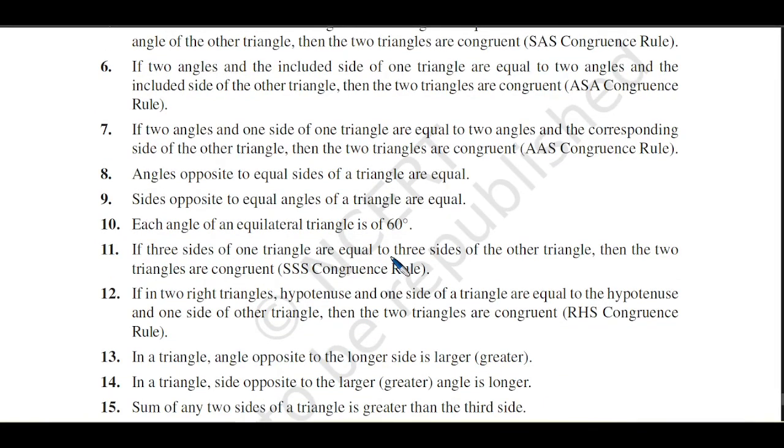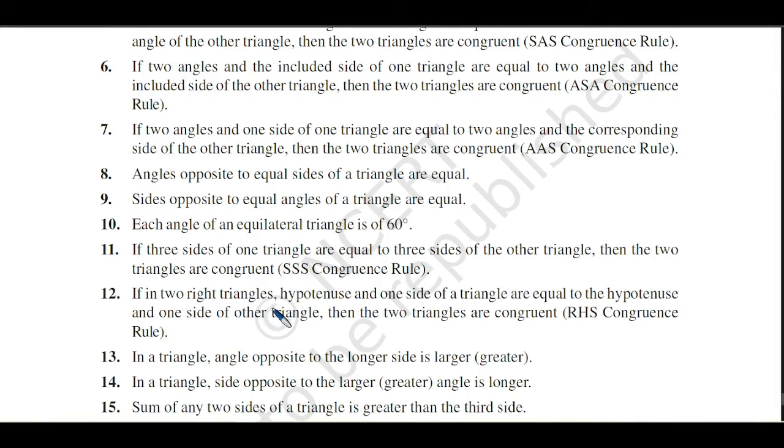If three sides of one triangle are equal to three sides of the other triangle, then the two triangles are congruent. This is SSS. If three sides of one triangle are equal to three sides of the other triangle, then it is congruent through SSS.